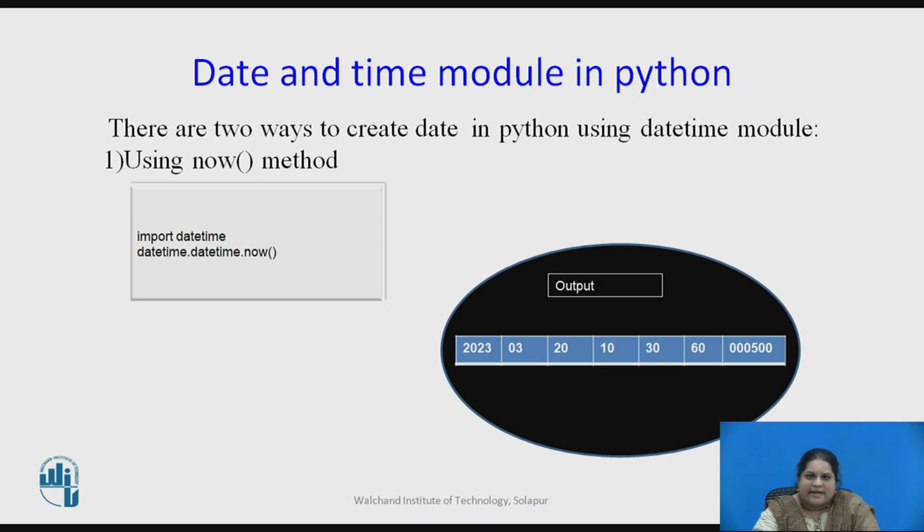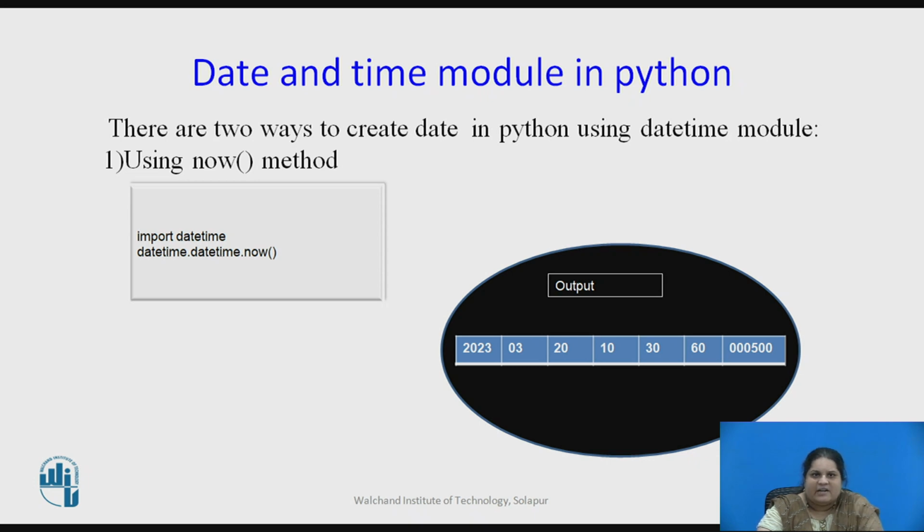So here is the syntax for how we can use the now method. For that, first of all, we have to import the datetime module. When we import this, basically this particular module is imported first. That means whatever the classes and methods which are available in the datetime module, that all are present in our current program. So first of all, we are going to import that module. When we import the module, we can use the methods of that module.